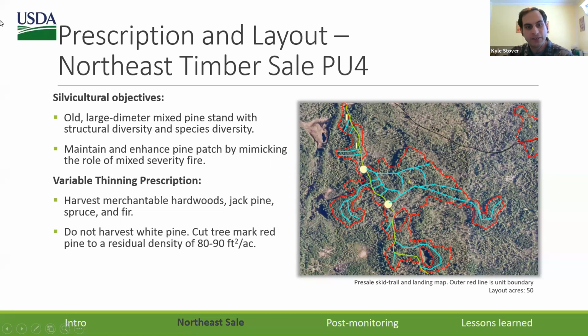How this translated into a prescription was that we chose a variable thinning prescription. Just by the mix of species out there, we tried to make it as simple as possible. Harvest the merchantable hardwoods, which was mainly paper birch, but also jack pine, spruce, and fir. Reserve all white pine that were out there, and then cut tree mark the red pine to an overall residual density of 80 to 90 square feet of basal area.